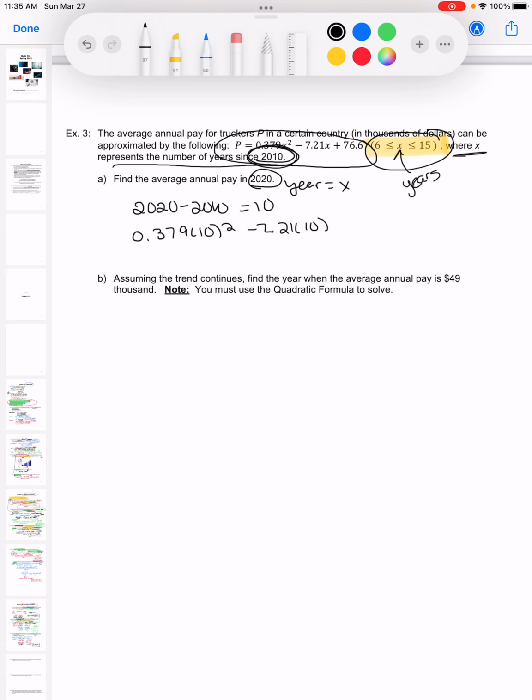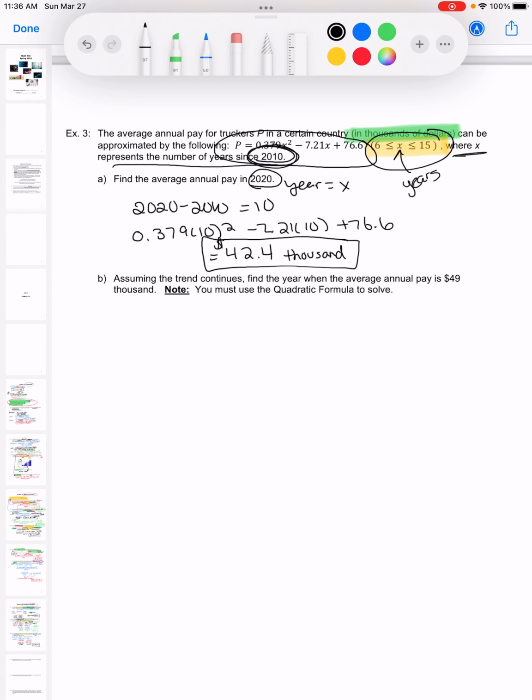So I'm going to plug in 10 everywhere I see X. Oops, the 1 didn't write there. And I'm going to type that in my calculator. And it's going to come out to 42.4. And I believe our units are in thousands of dollars. So I've got my answer there for A. So a little bit of a review. Now B is going to be the new thing we're practicing in this section.